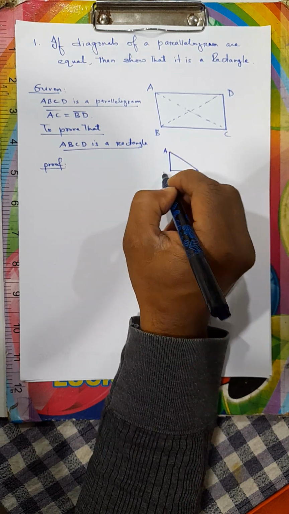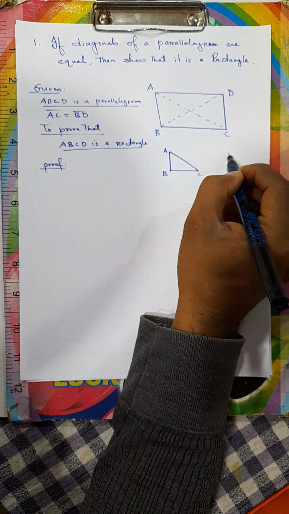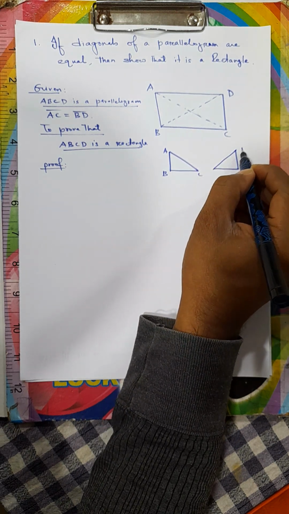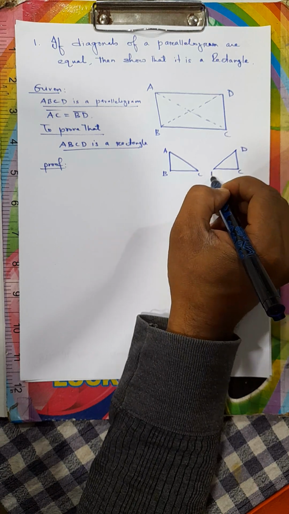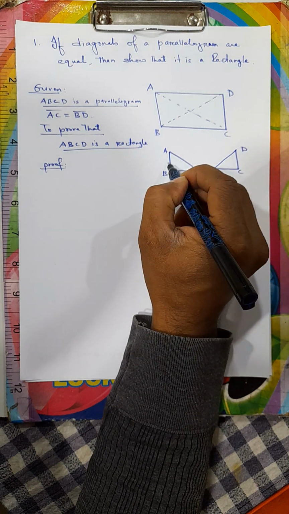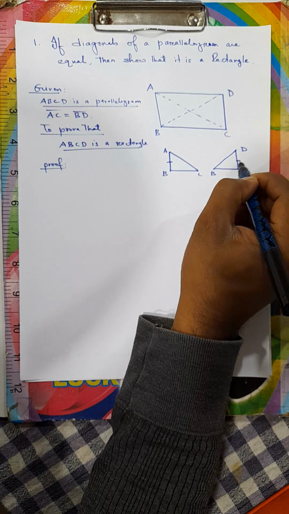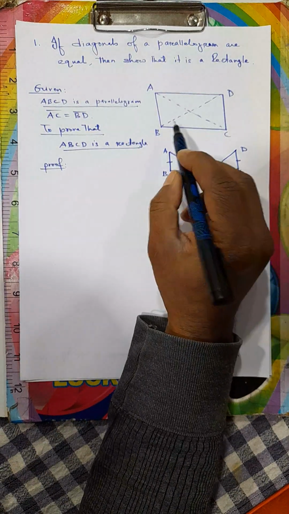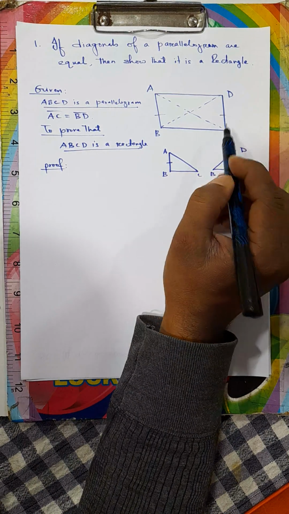This is triangle ABC and this is triangle DCB. You are given that AB equal to CD. Why? They are opposite sides of a parallelogram, right? Is AB equal to CD.